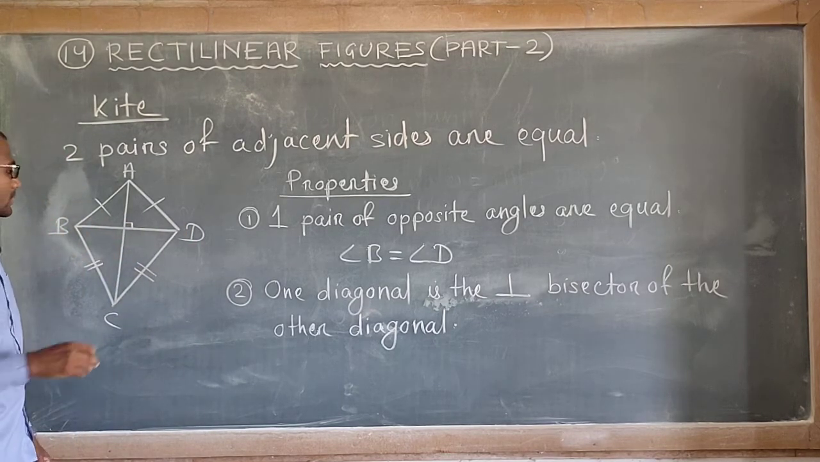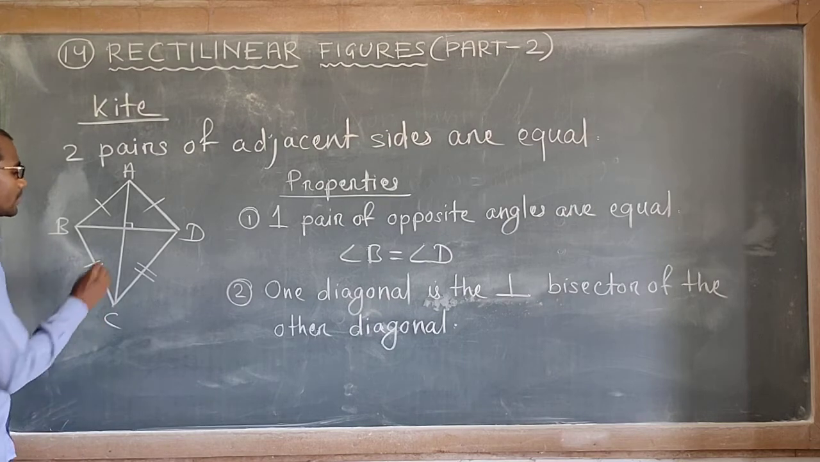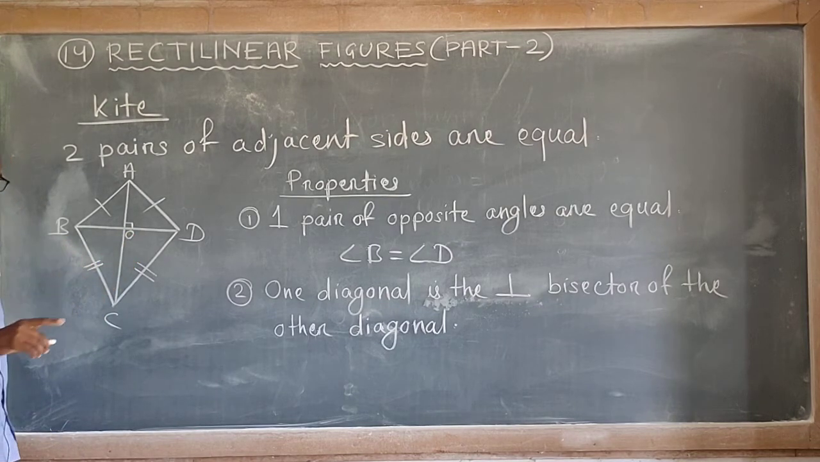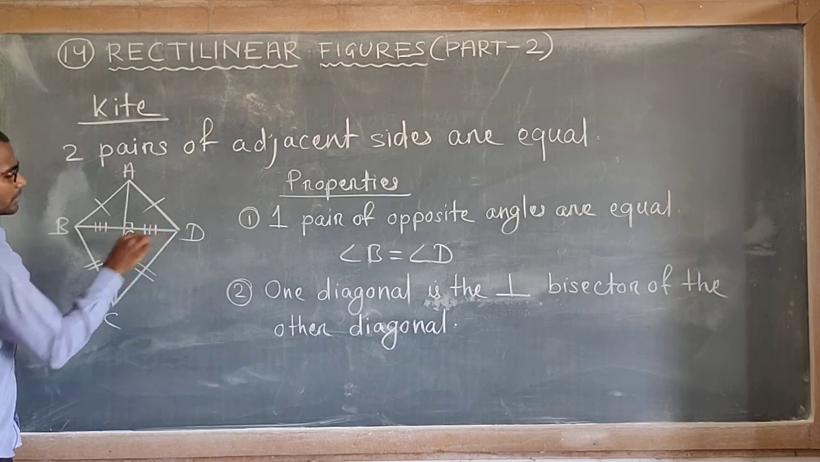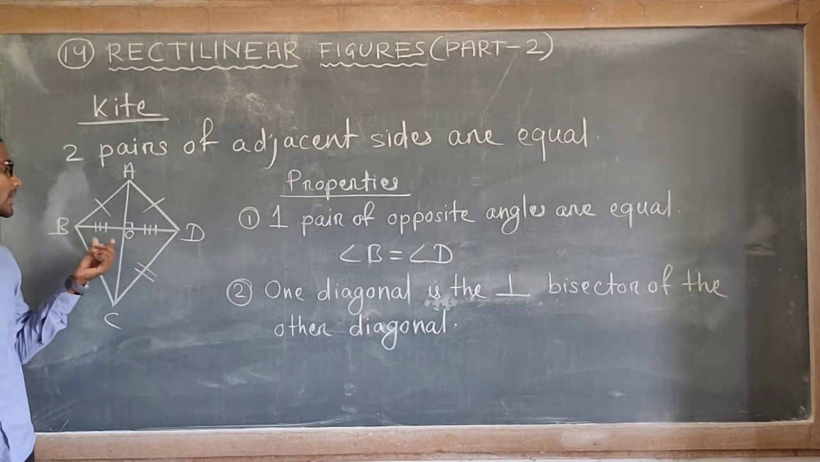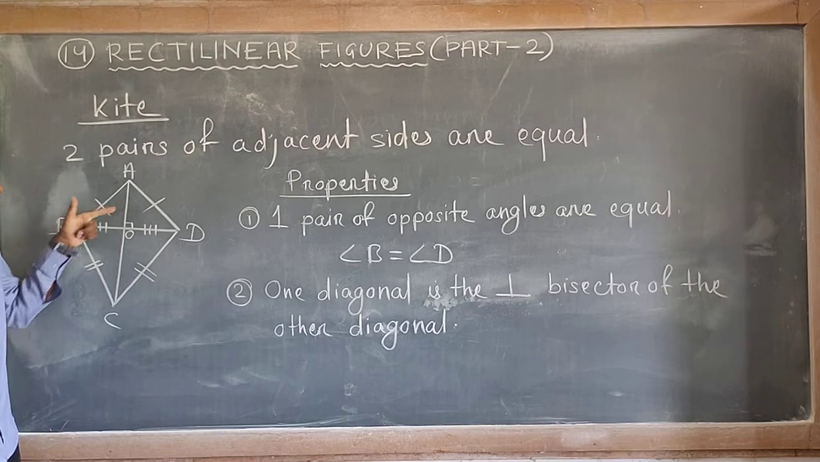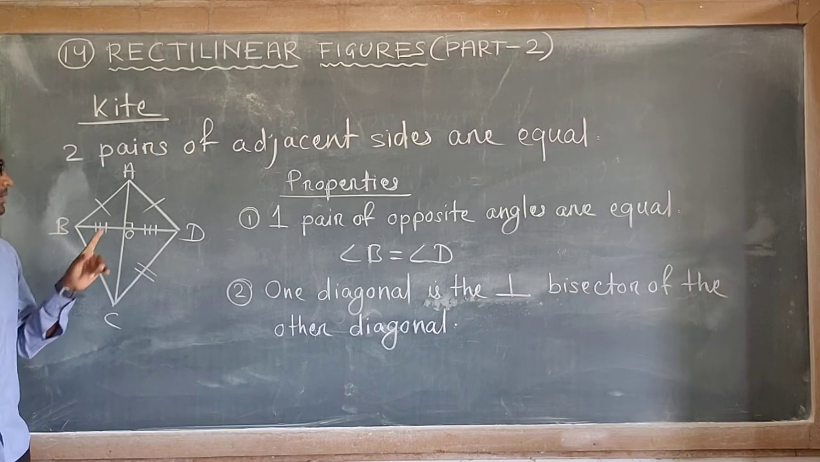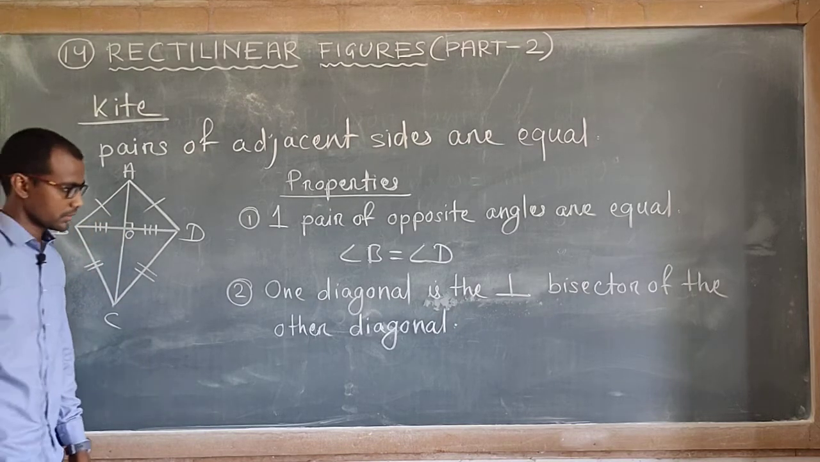This will be 90 degree. Diagonals will be perpendicular to each other. Suppose this point is O, then this side will be equal to this side. Means OB will be equal to OD. But OA and OC will not be equal. Okay? OA and OC will not be equal.